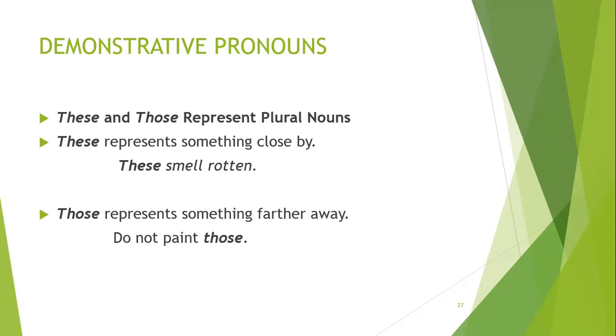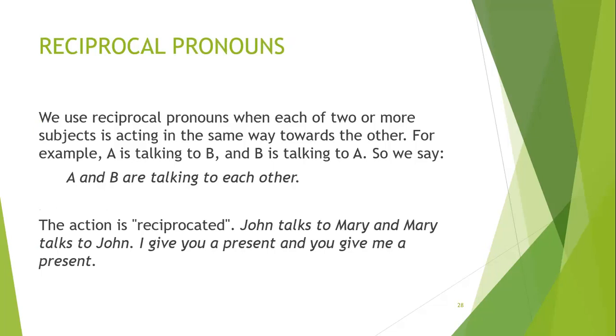Then these and those represent plural nouns. These are used when the object is close by. Those are used when it's farther away. So these smell rotten. Maybe I'm holding the thing in my hand and I'm saying, these smell rotten, but do not paint those. I'll be pointing out what those are because they are not close to me, they are farther away. Then we have reciprocal pronouns.